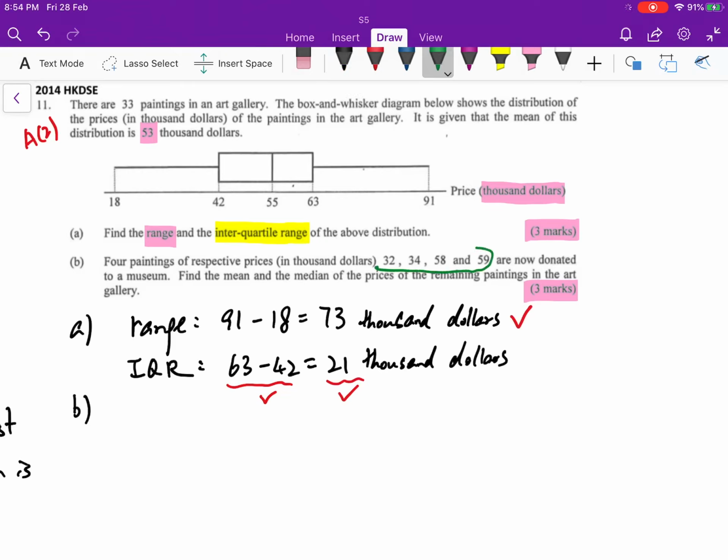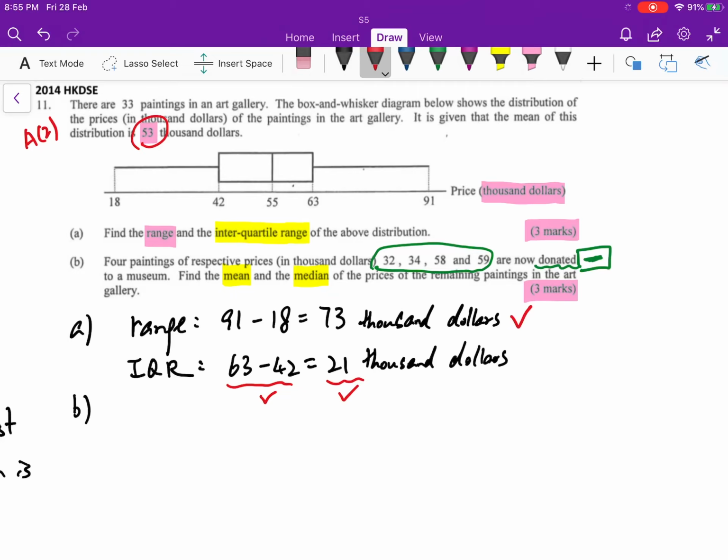For 4 paintings of the respective prices, okay, they told you that we have total 4 of them, are now donated. Donate means, sorry, you need to minus it, okay? Deduct it, okay? So that means donate. Donate to a museum. Find the mean, okay? We need to find out the mean and find out the median, okay? So let's see how can we find it. So I hope that you still remember how can we find the mean. Mean actually is every one of the data added together, okay, divided by the total number of the data, okay?